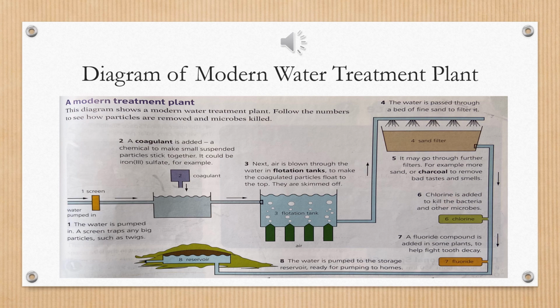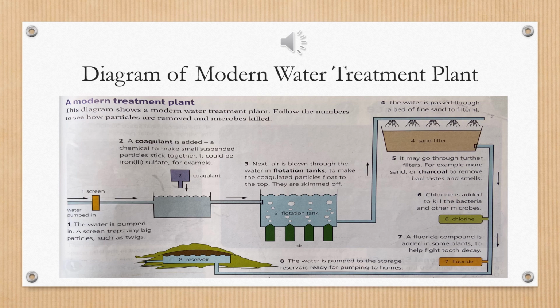In the first step, the water is pumped in. A screen is shown which traps any big particles such as twigs. Twigs means solid particles like leaves, branches, and all. Then the water is sent to the second step where a coagulant is added, which means a chemical to make small suspended particles stick together. It could be iron sulfate or any other.